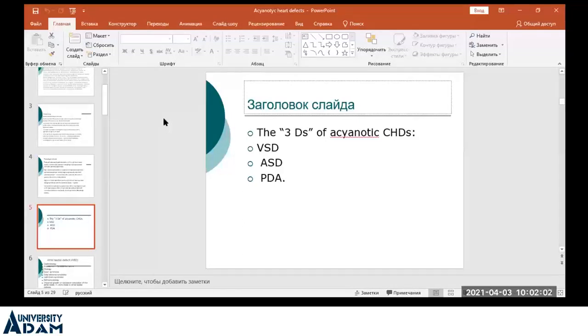And you should know that there are very many types of acyanotic congenital heart defects, but you should know about three of them. It is ventricular septal defect, atrial septal defect, and patent ductus arteriosus.